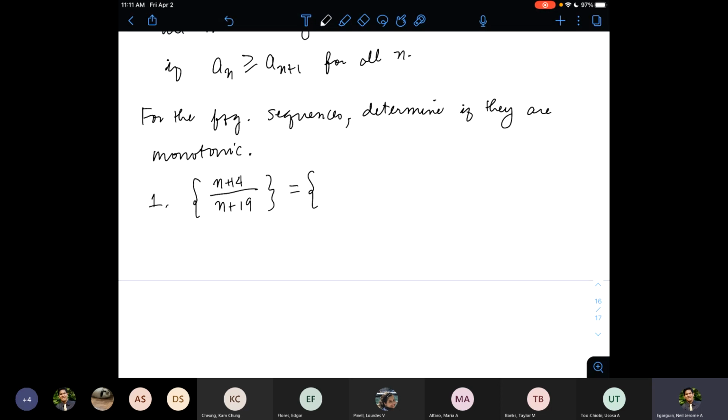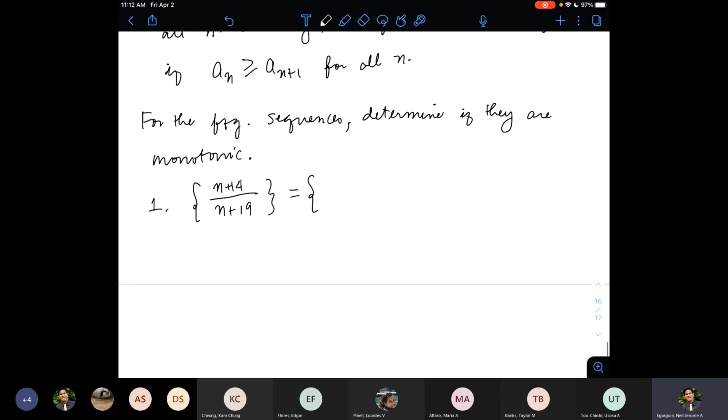Well, let's look at the first few terms. When n is equal to 1, we get 15 over 20. If n is equal to 2, we get 16 over 21. Then we get 17 over 22, and so on. The next one would be 18 over 23, and so on. Now, without the aid of a calculator, it's not easy to determine if the first few terms are increasing or not.